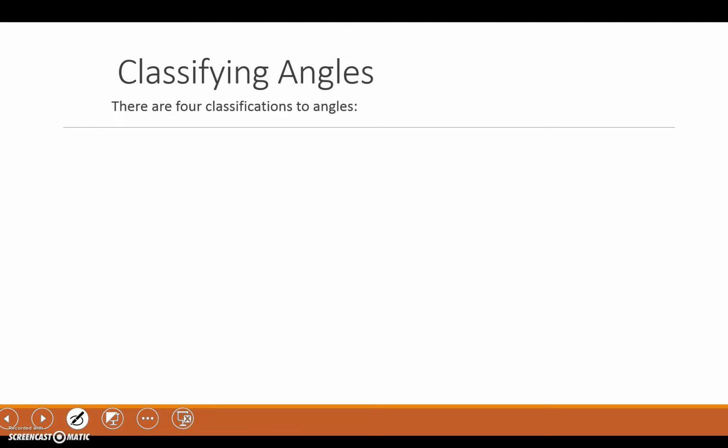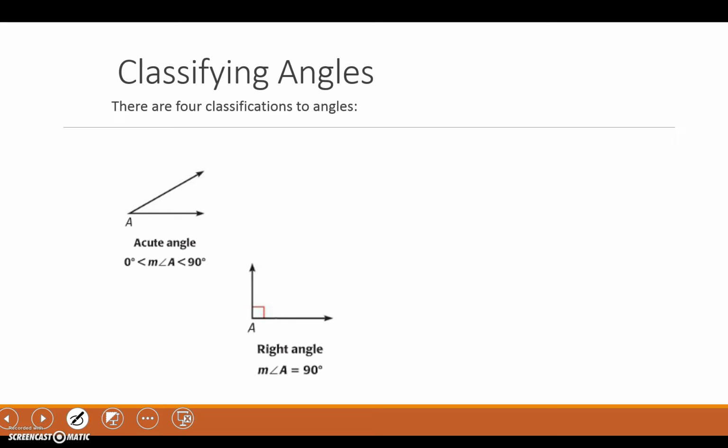There are 4 ways that we can classify our angles. This may or may not be familiar to some of you. If the angle is between 0 and 90 degrees, which means it's not equal to 0 and it is not equal to 90, then it is an acute angle. If it is exactly 90 degrees, it's a right angle. And we typically use this red box here. It's red here, it might not always be red. We use this box here to indicate that it's perpendicular or that there's a right angle there.